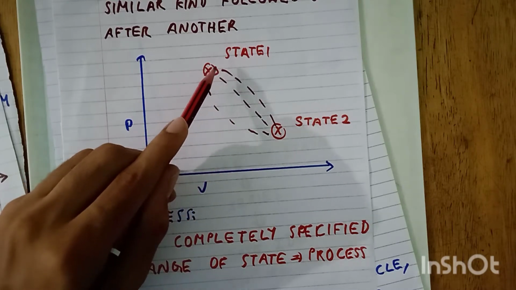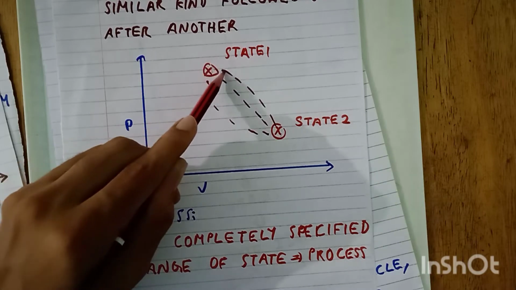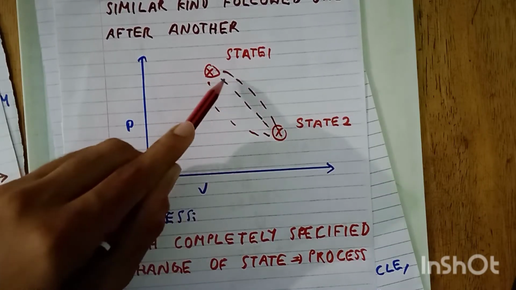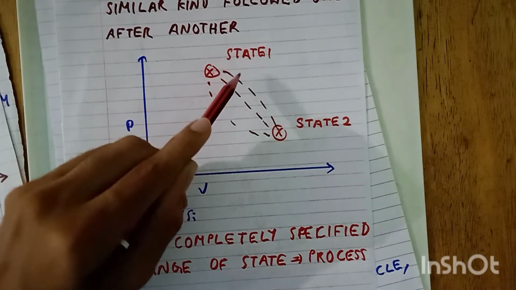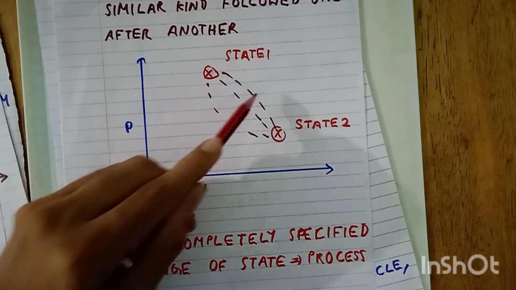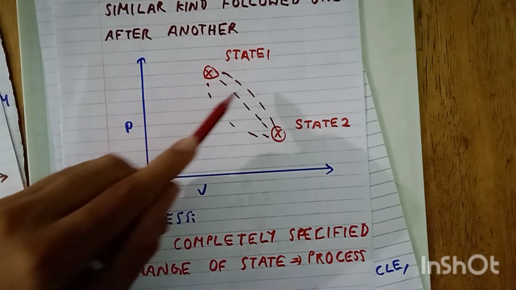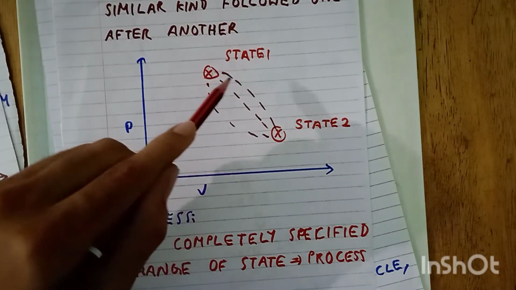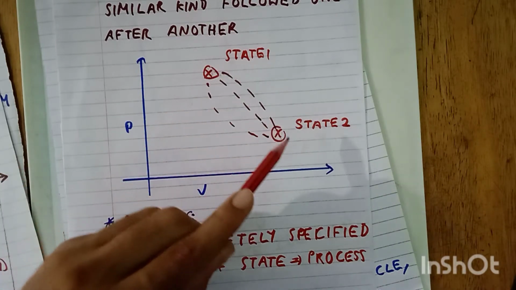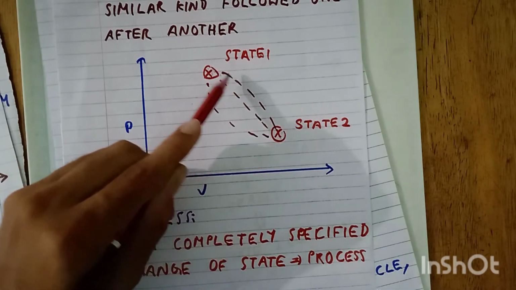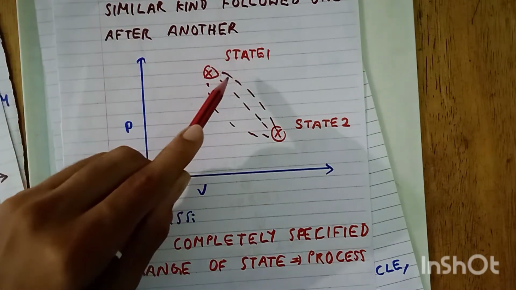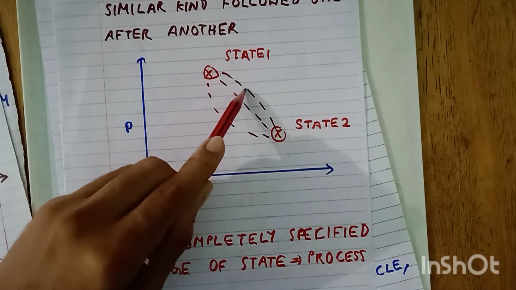So succession of states is nothing but, at each point, the properties are changing. At this point you can see that the graph is marked in this way, and at this point the graph is marked in this way. Here, at each point, the properties change. So it is a succession of states passed through during a change of state, a number of things of similar kind following one another.